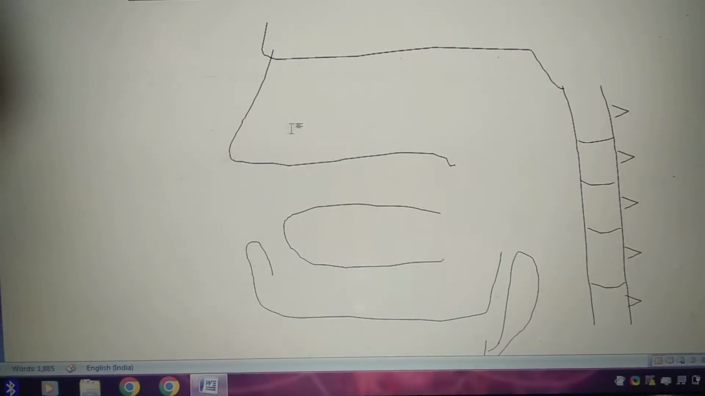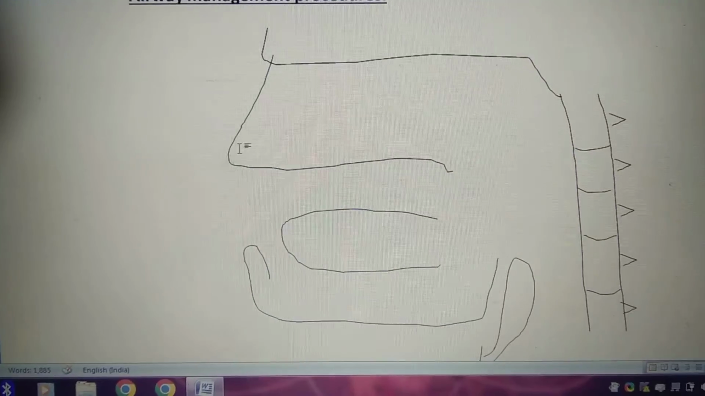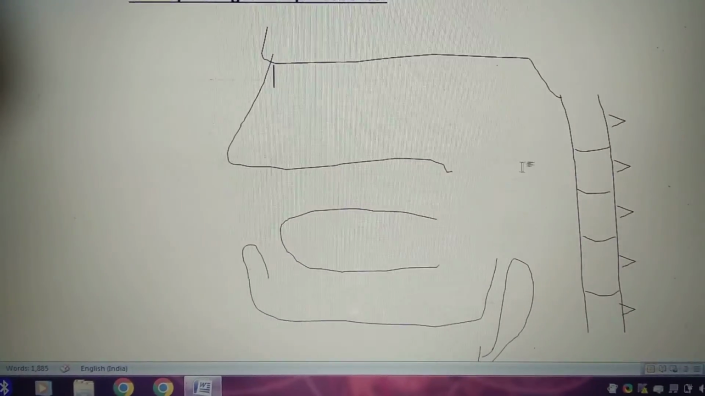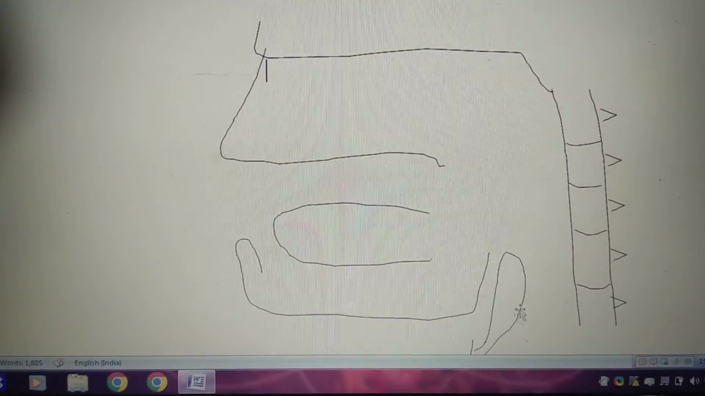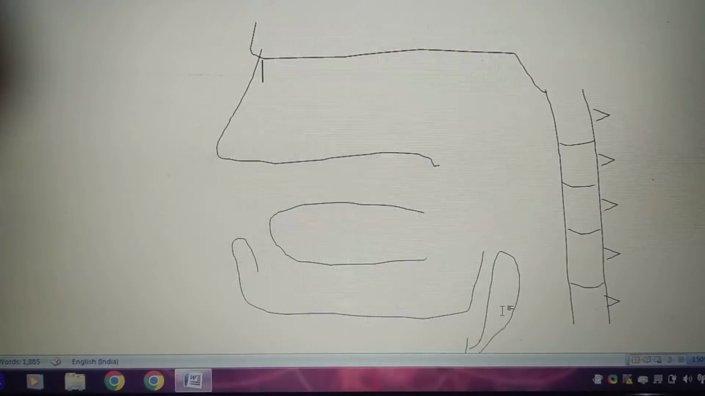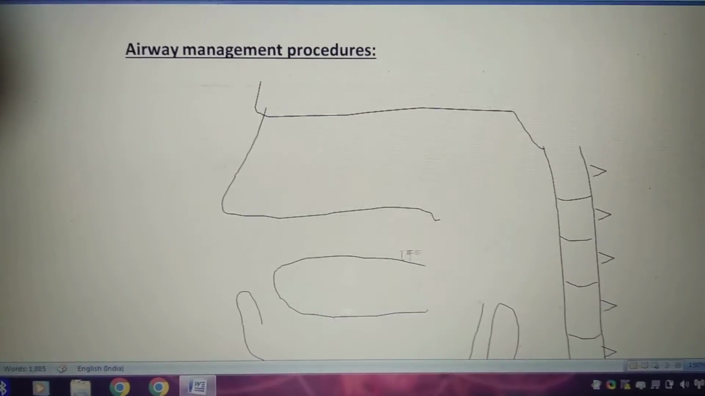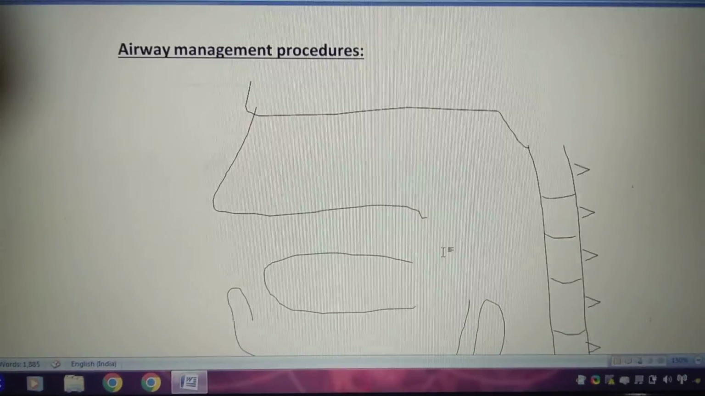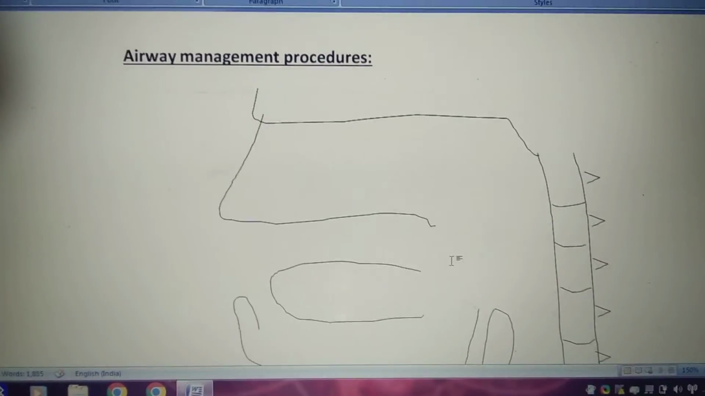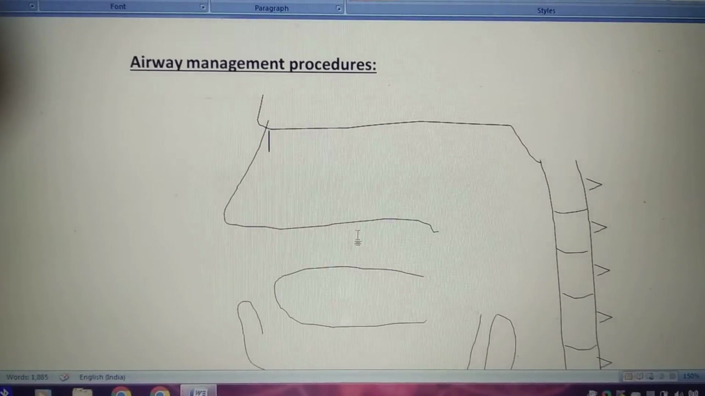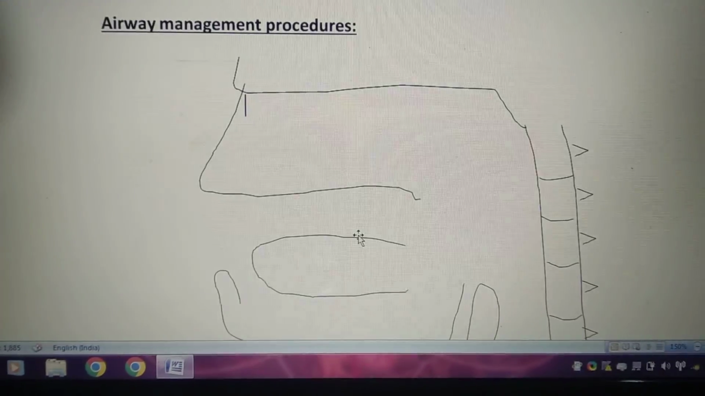Air can enter the upper part of the respiratory tract, normally through the nose, nasal cavity, nasopharynx. Then it goes through the oropharynx, larynx, trachea and lungs. But in case of emergency, we can also breathe by our mouth. So in an airway management procedure, we will either use the nasal route or the oral route. This is the first thing you have to remember.